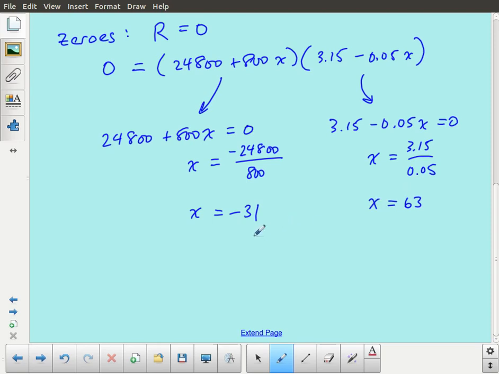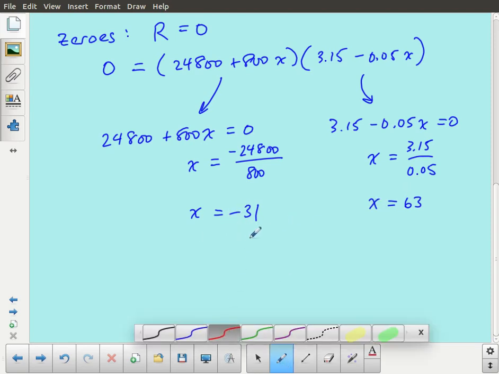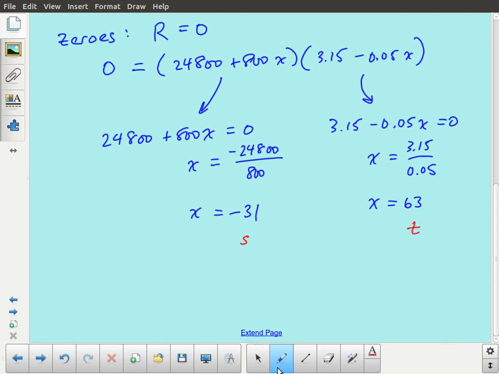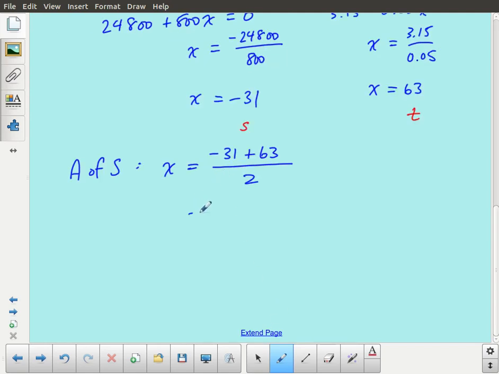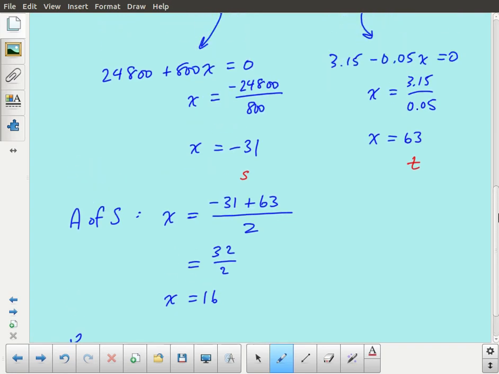So now I have essentially my S value and I have my T value. So I can use this to find my axis of symmetry, which is going to be x equals negative 31 plus 63 divided by 2. And then whatever that value is, so this turns out to be 63 minus 31 is 32 divided by 2, which is equal to 16. And now I sub x equals 16 to find my, well, is this what I want? Actually, you know what? I shouldn't get ahead of myself.